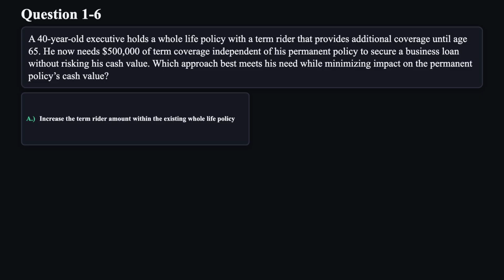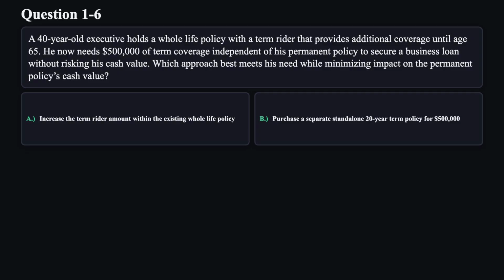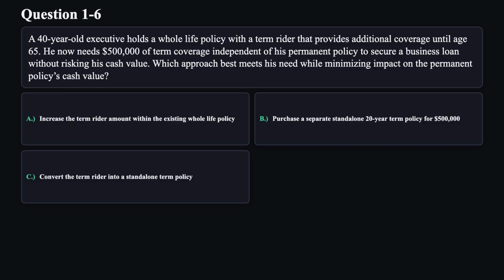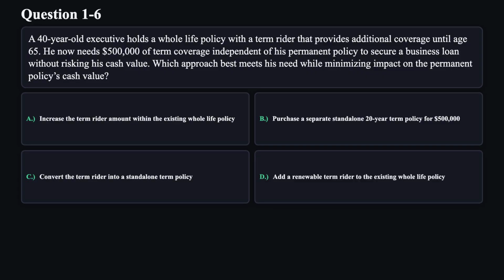A. Increase the term rider amount within the existing whole life policy. B. Purchase a separate standalone 20-year term policy for $500,000. C. Convert the term rider into a standalone term policy. D. Add a renewable term rider to the existing whole life policy.